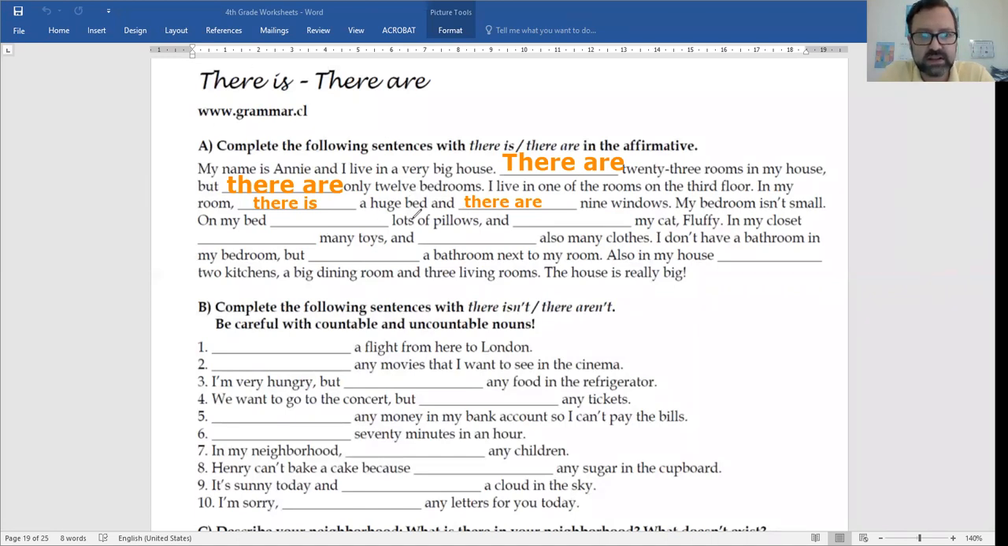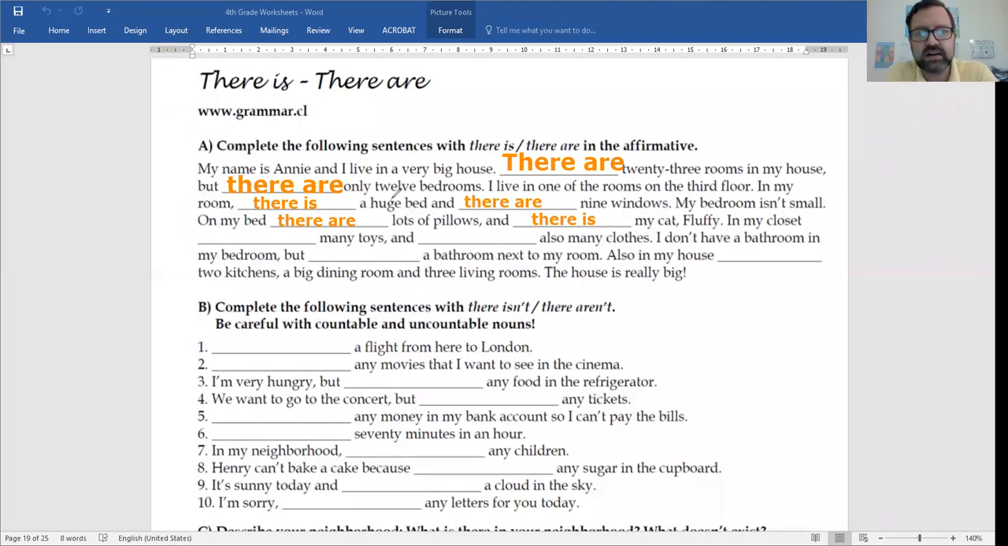So lots is a difficult word when we're dealing with there is, there are. We want to look at the noun here. Okay, the noun being pillows, all right? On my bed, there are lots of pillows. When we have the S on pillows, we should be using there are, because I know we're talking about more than one. And blank my cat. Here we are just talking about one cat, so we should say there is my cat Fluffy. All right, so on my bed, there are lots of pillows and there is my cat, Fluffy.